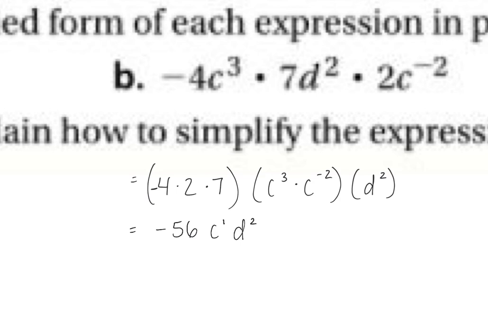Now, I'm going to be completely honest with you guys. Those of you that write the 1, it's a good practice, but on multiple choice questions, you're never going to see that 1. It's just going to be written as -56CD squared, okay? It's okay if you write it on your paper, but when you come to a multiple choice test and you see it, you're going to be like, ooh, I don't know if that's my answer because I have a 1 and they don't, okay? Just remember they're the same thing.